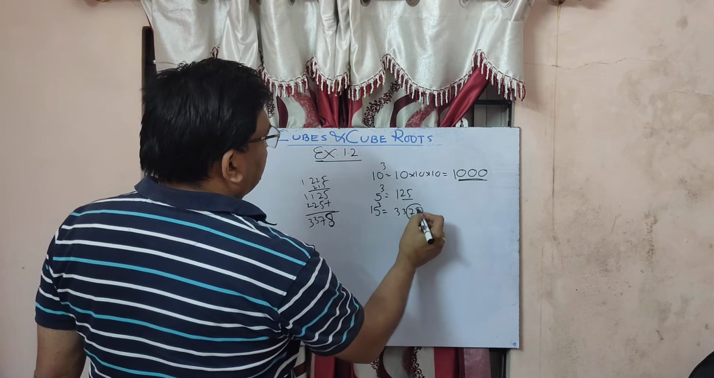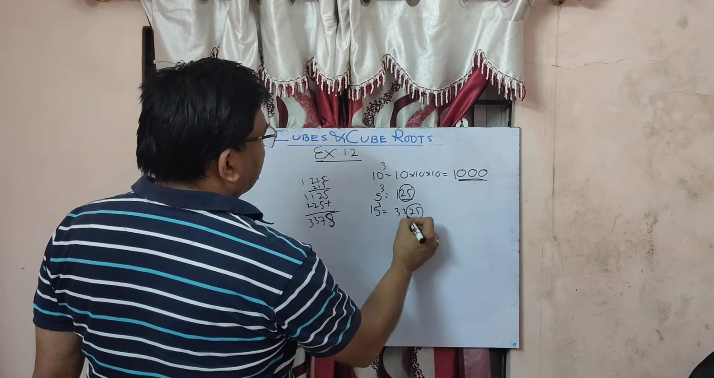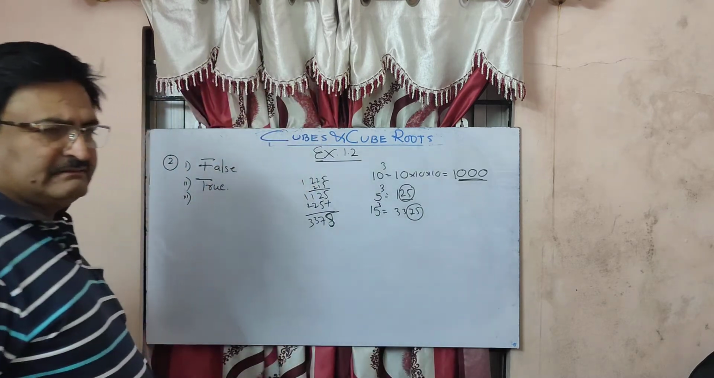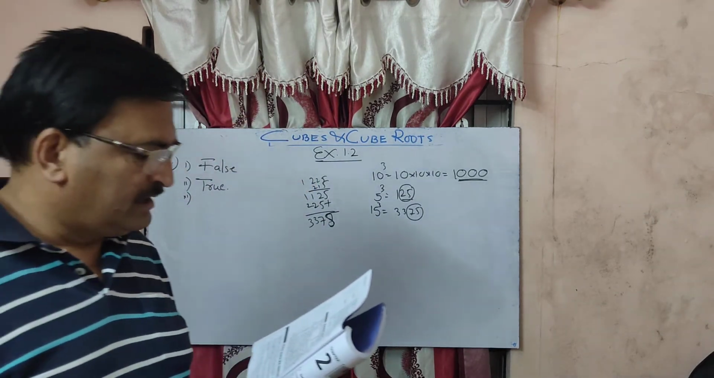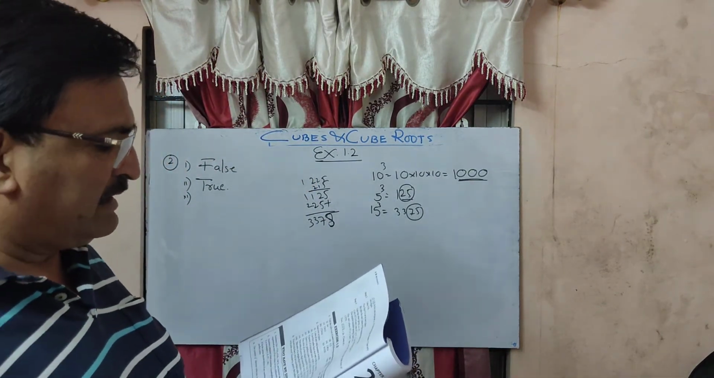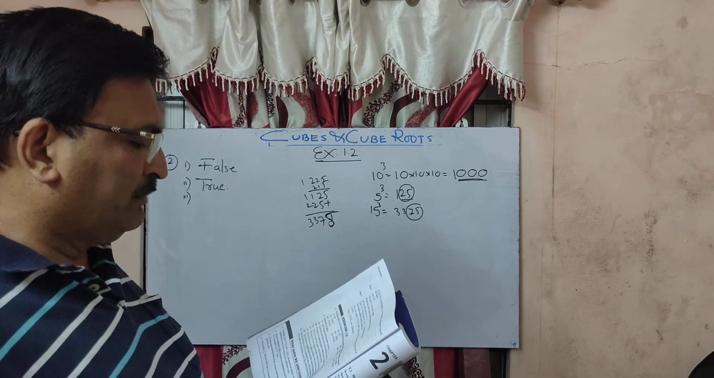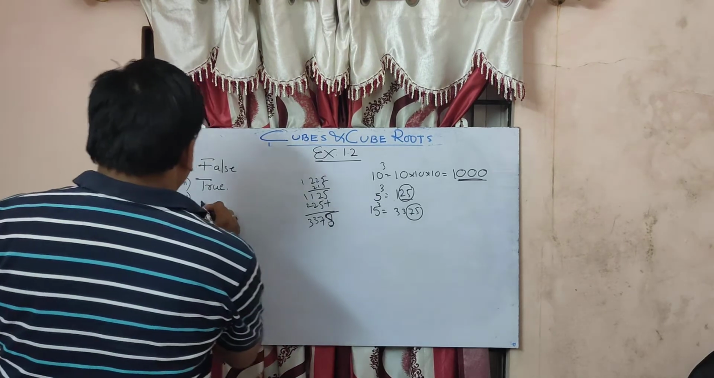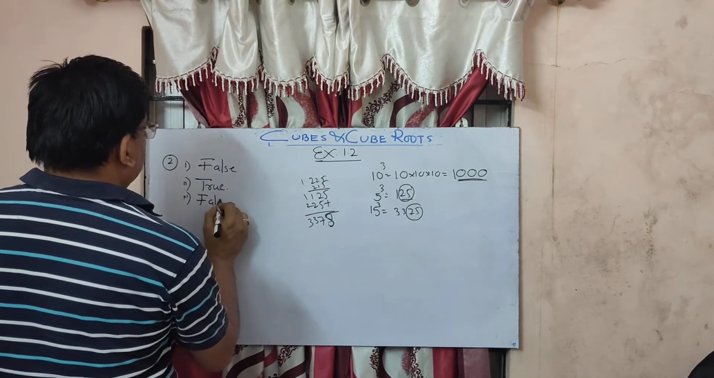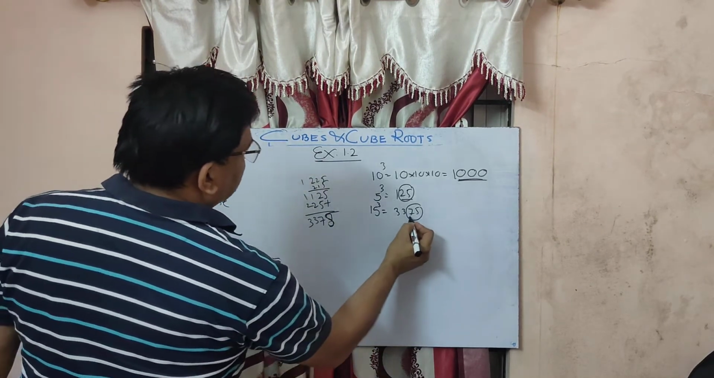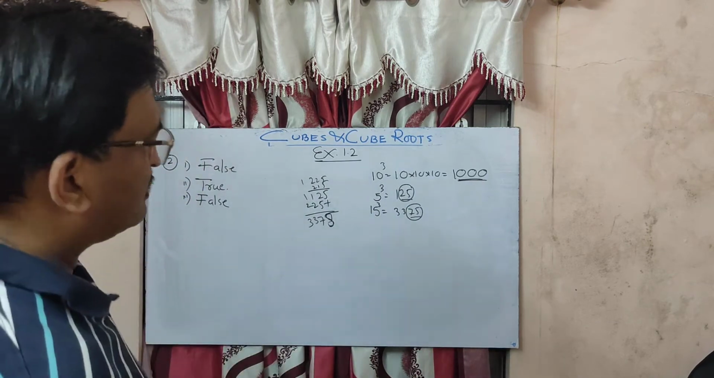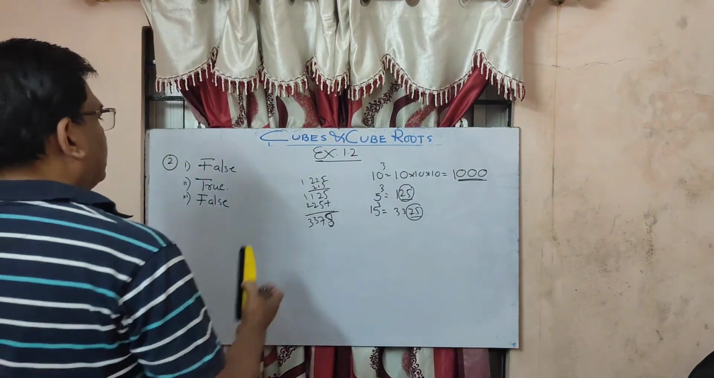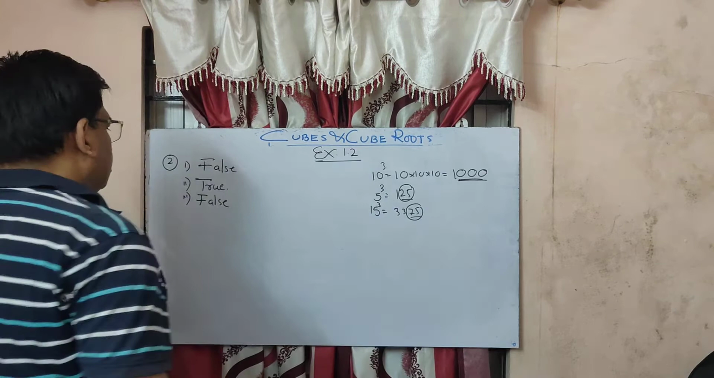Now you can see here, this should be 25, but here it is 75. So the statement, if the square of a number ends with 5, then its cube ends with 25, is wrong. That is false. It may even end with 75 also, so it is not only 25.